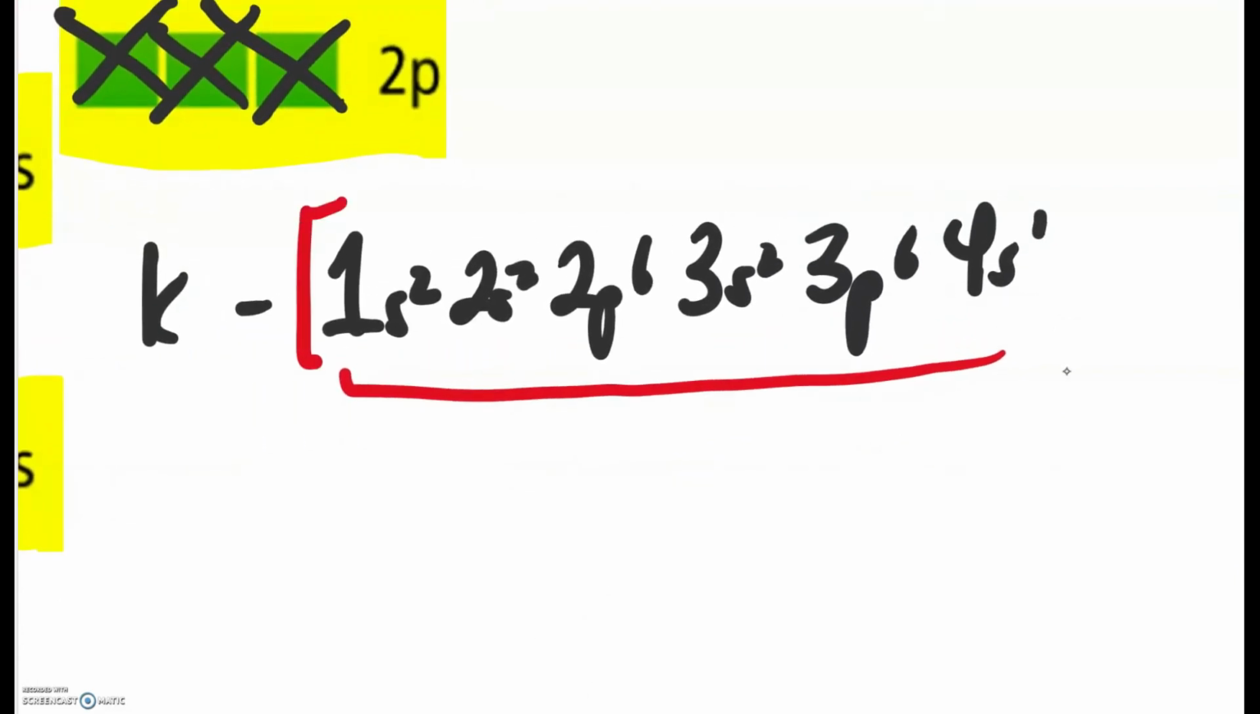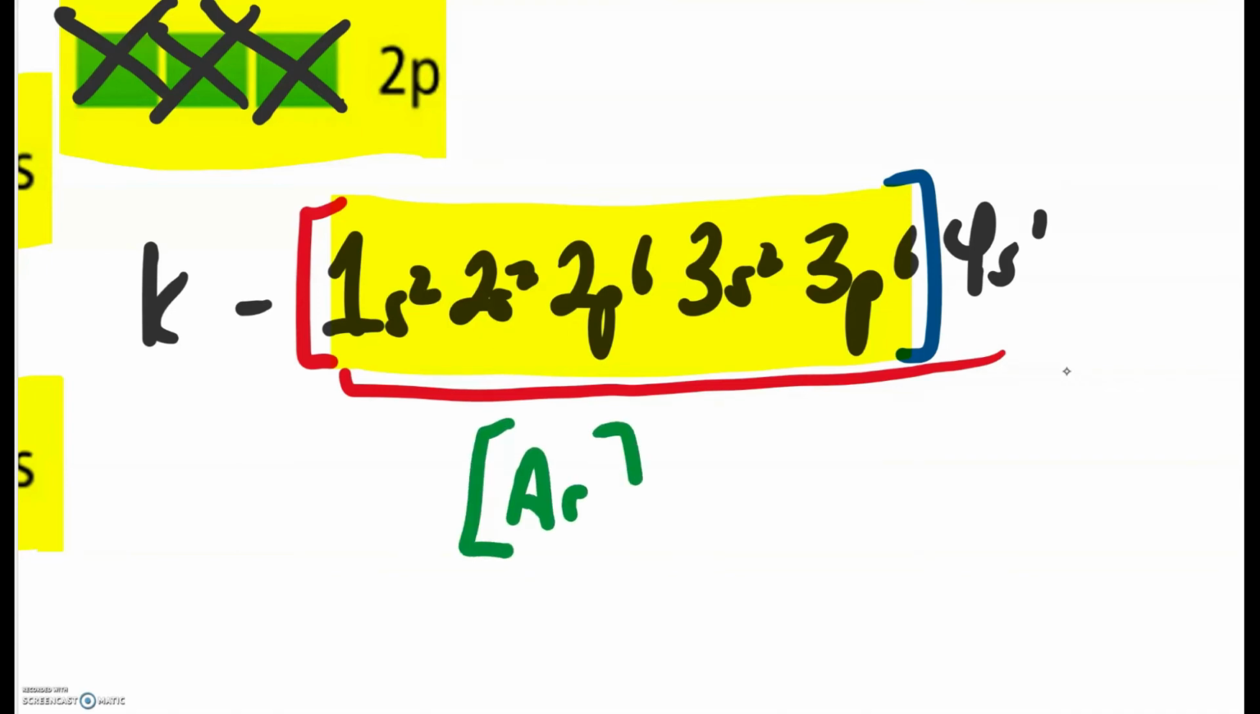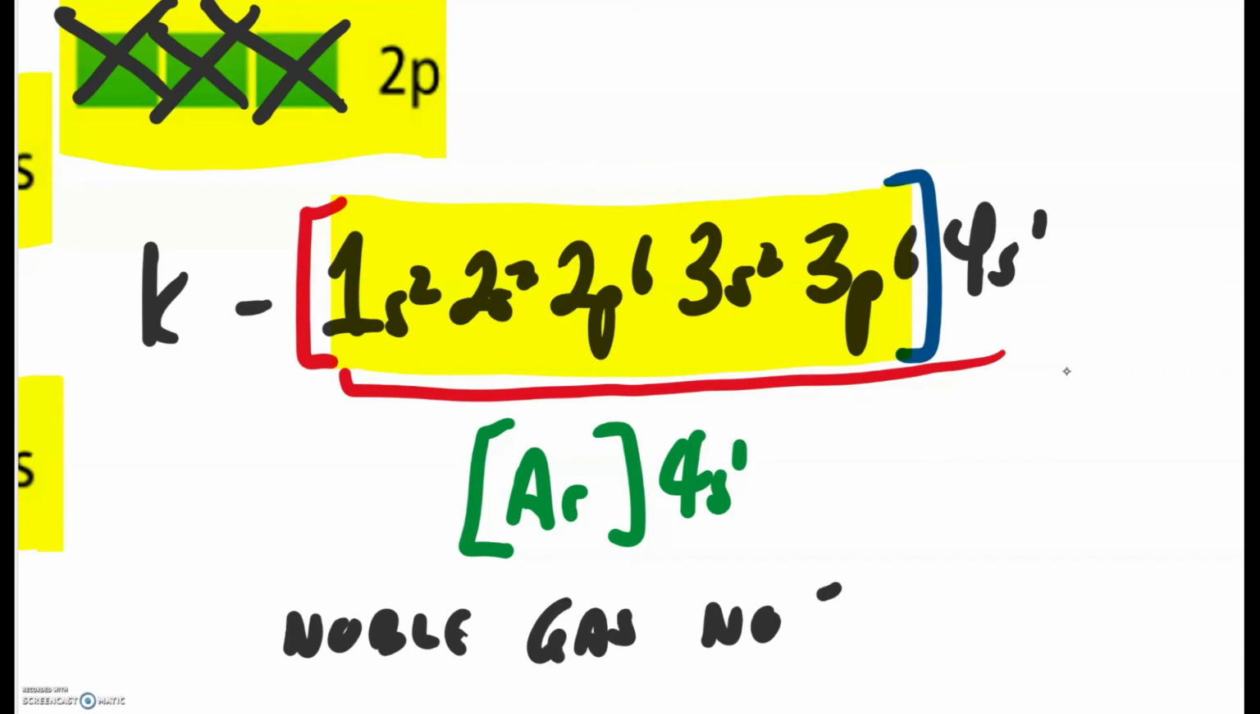So here's the trick. We're going to use this part of our electron configuration to give ourselves a little bit of a shortcut. And so a shorter way to tell us the electron configuration of potassium would be to say that it has the exact same electron configuration as argon plus 4s1. And this is called noble gas notation. Let's try a couple more of these.